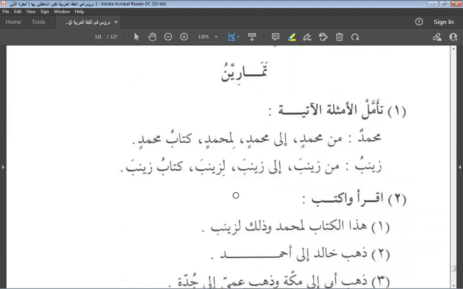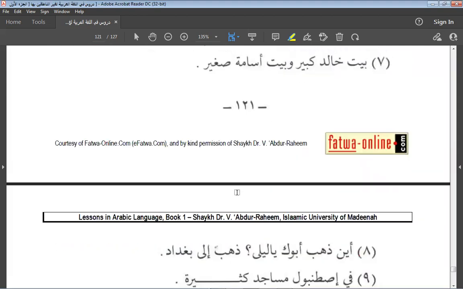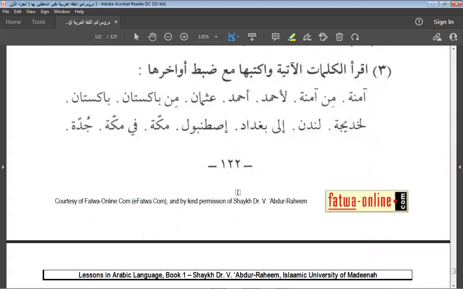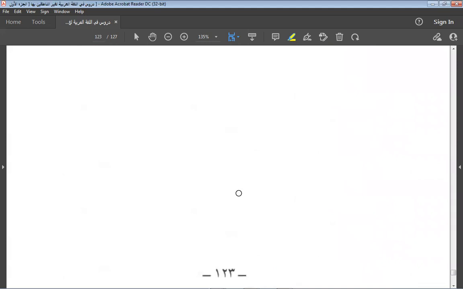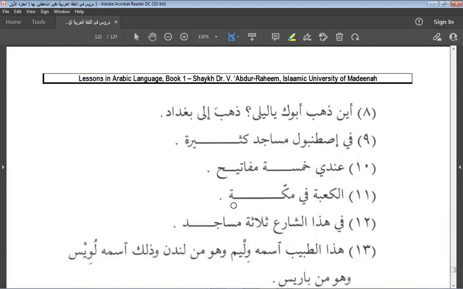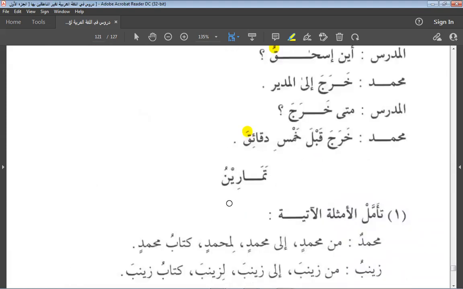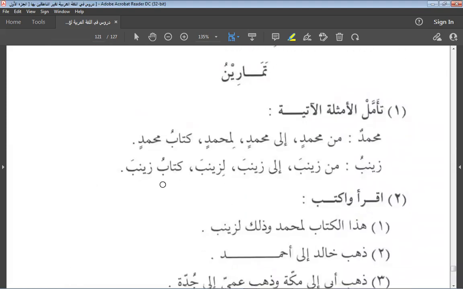Okay, that ends this. Is this really the last topic? Yeah, it is. Very simple like that. Okay, تمارين. تأمل الأمثلة الآتية. It says these examples are for you to just read and ponder over.